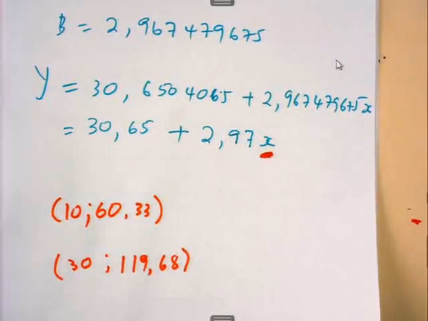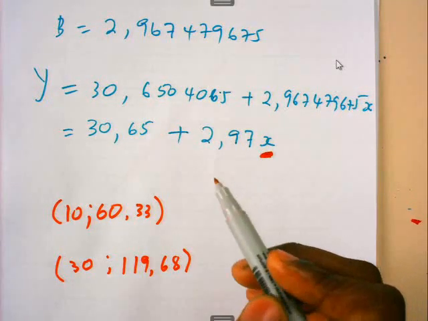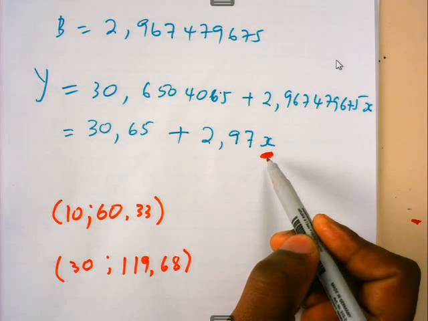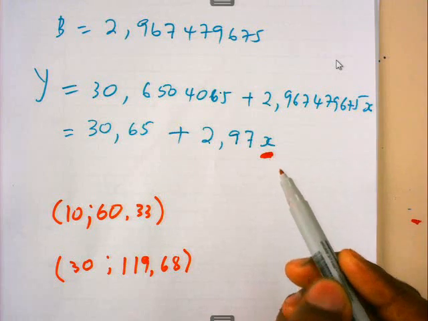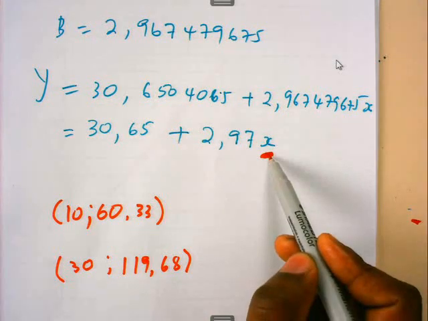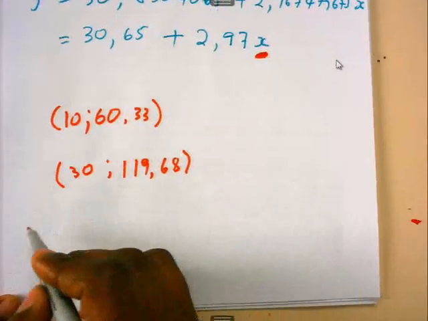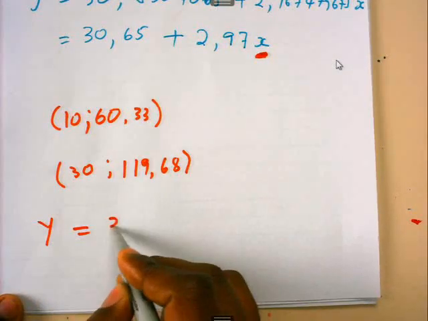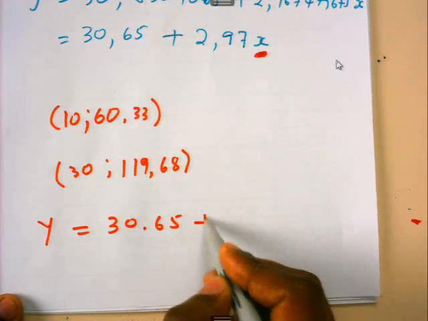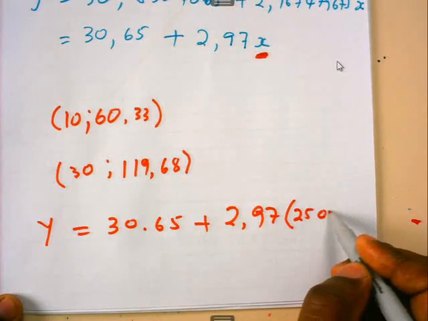On our equation, what do we have now? For this x, we substitute in 25,000. Predict what will happen now in terms of the profit if the expenditure is 25,000. So it means in essence on your equation, y is equals to 30.65 plus 2.97 times 25,000. Do you see that?